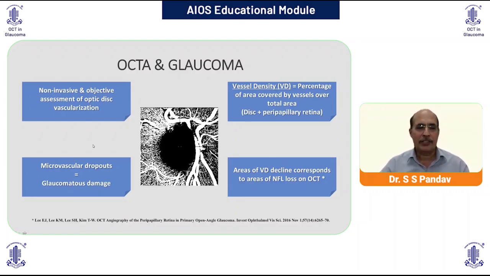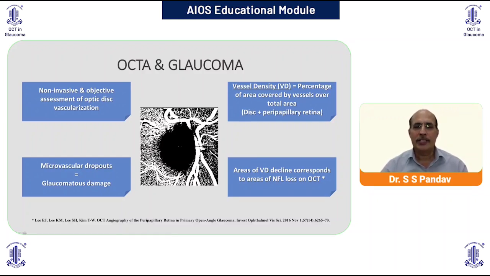And whenever there is glaucomatous damage, we know that microvasculature dropout or capillary dropout has been seen in the areas where there's glaucoma damage. Based on this image, we can calculate the vascular density, or the VD. That's the percentage of area covered by the vessels over the total area of the disc.